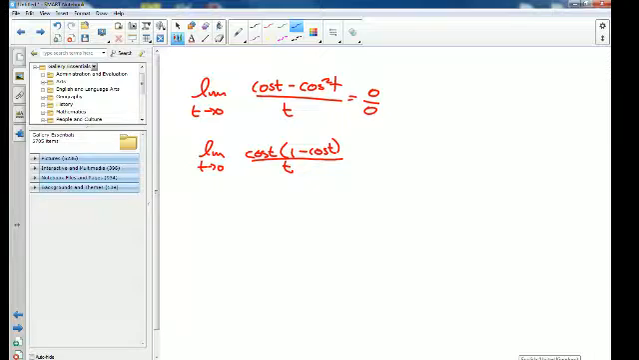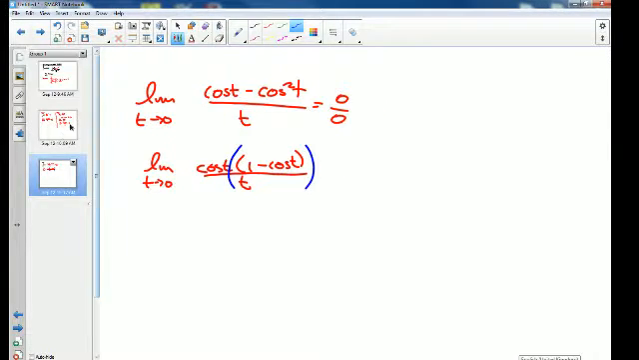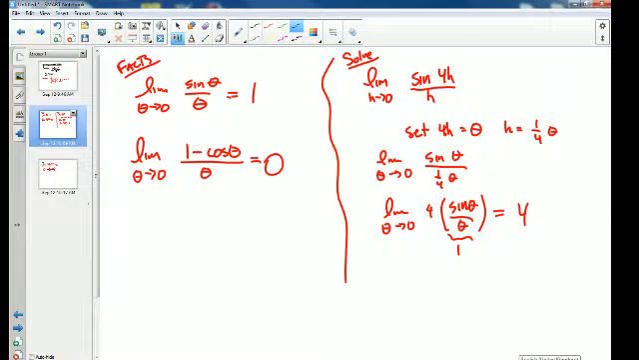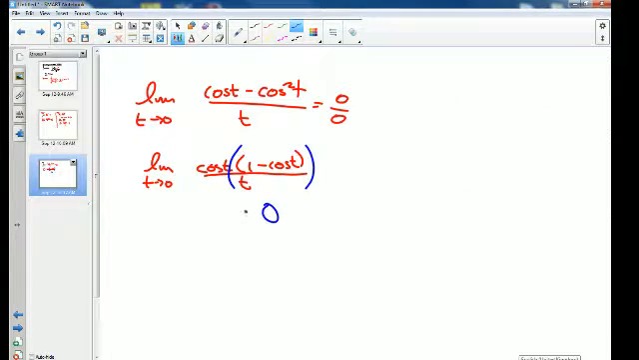Yeah, so this is exactly the fact that we just had, right? What's the answer to that over t? It was 0. So the entire thing is just 0. Does it matter what that is? No, it absolutely doesn't. And the other factor is 1, right? So our limit is 0.